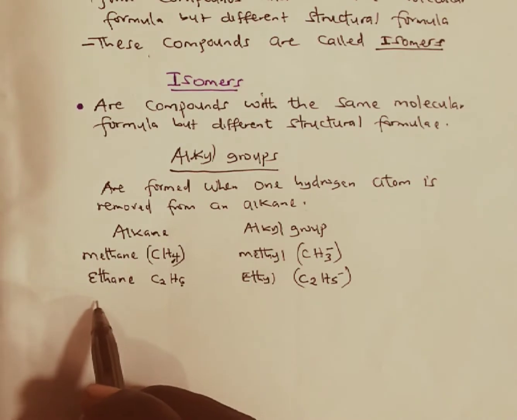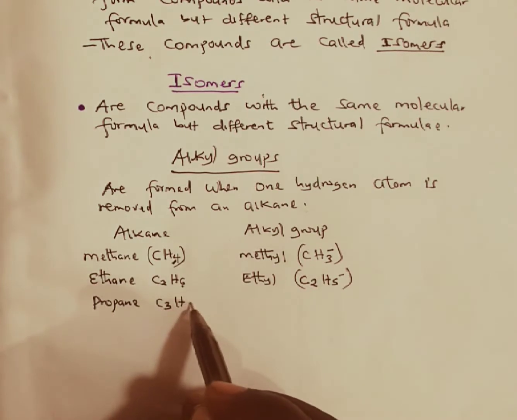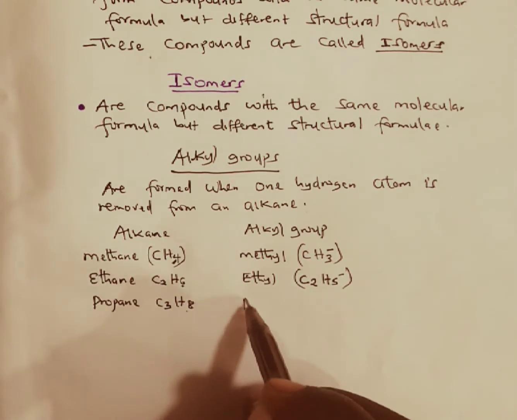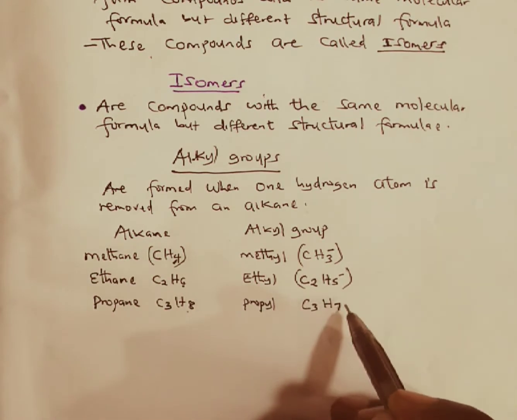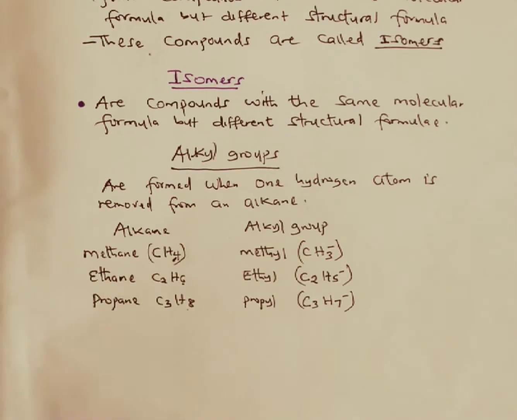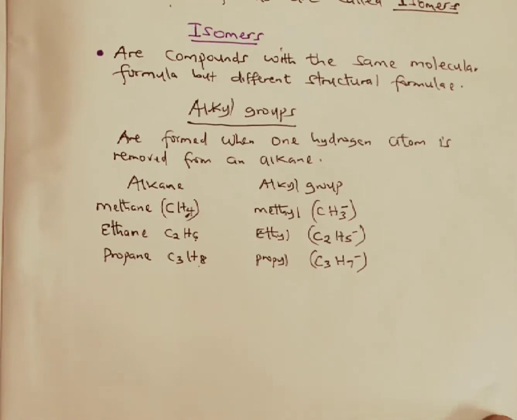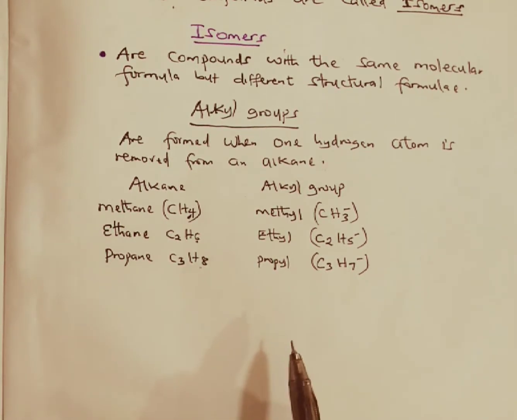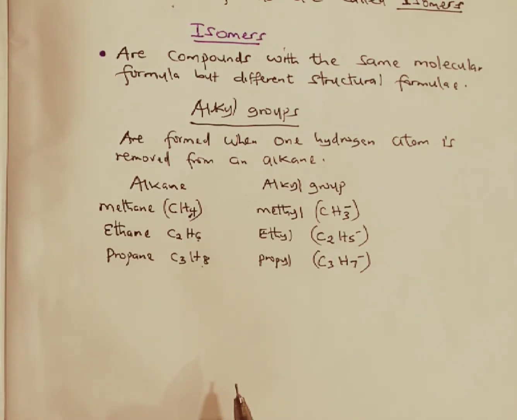We can talk about the third member, which is propane, with C3H8. If we remove one hydrogen atom, we are going to have a propyl with C3H7, and so forth and so on. We can also have a butyl, a pentyl, hexyl, up to a decyl for those 10 members in alkanes. So these groups are very important when we are dealing with isomers.